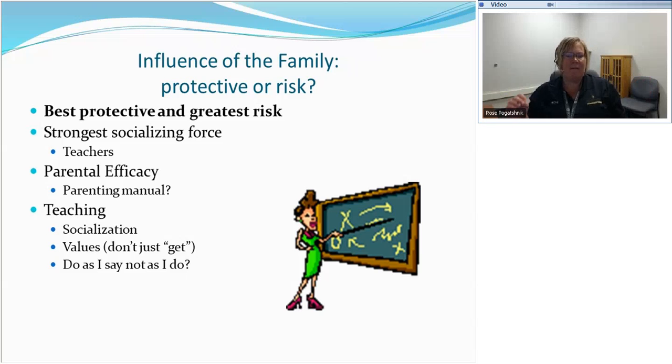And that often begins with the parents. Do as I say, not as I do is not an effective teaching tool. Kids will follow what they see versus what they hear.